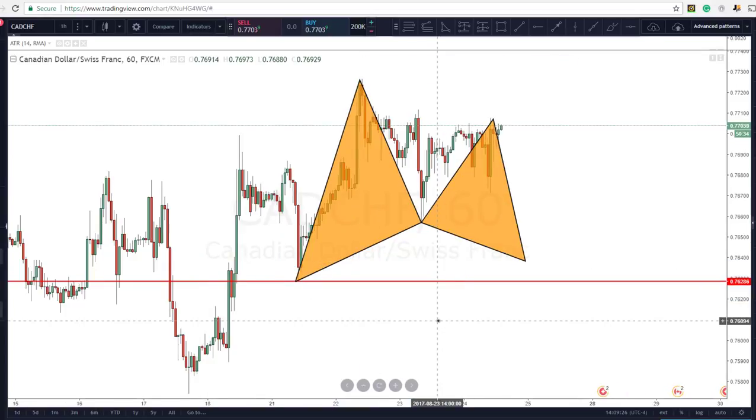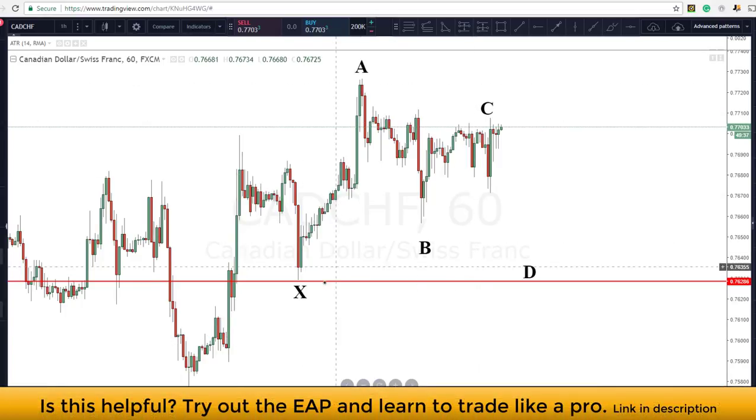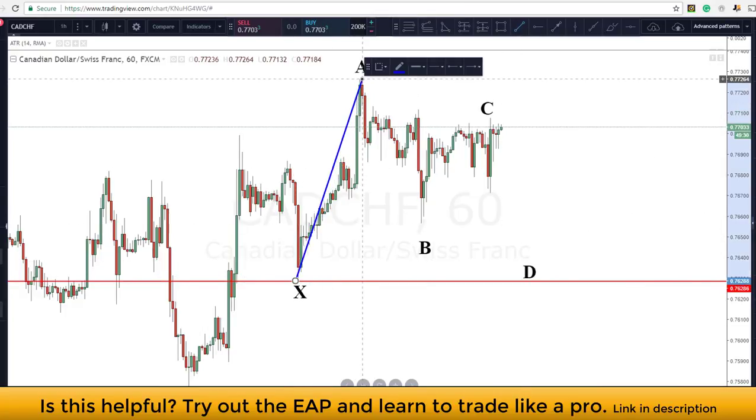So there's a breakdown of why I'm interested in trading this advanced Gartley pattern here on the Canada Swiss. Now let's discuss the rules and ratios for this pattern. So with the Gartley pattern, as with most advanced patterns, we have an initial move of X up to A. And that's going to be this move here, our impulsive move up.